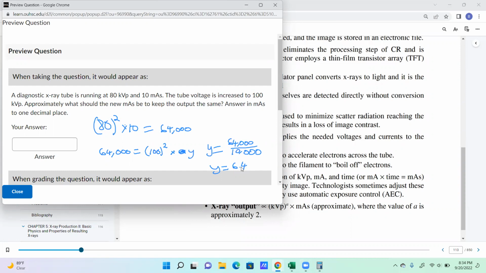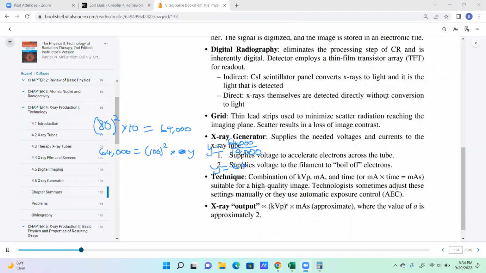So this is how you work the problems here in the chapter 4 homework. Hopefully, once you see it, it's not quite so intimidating.